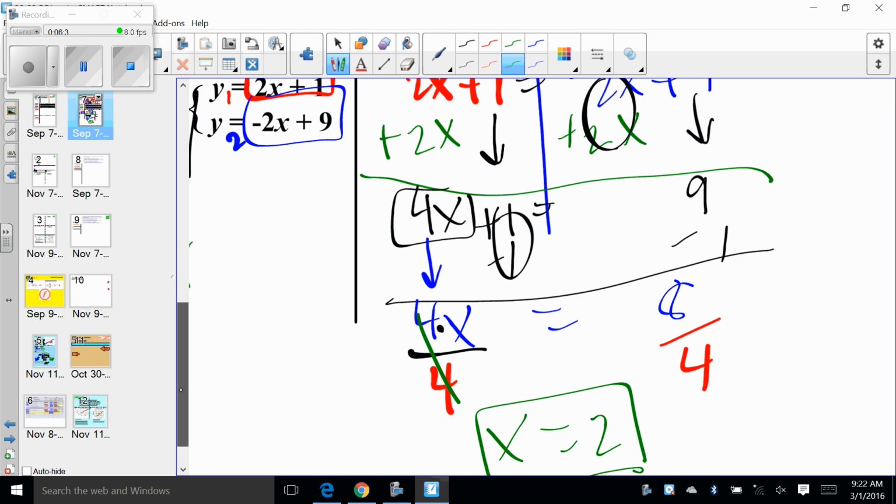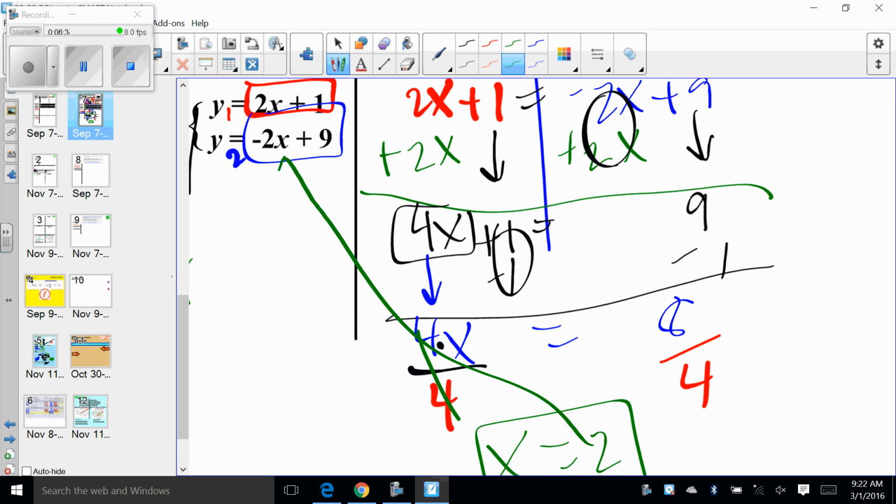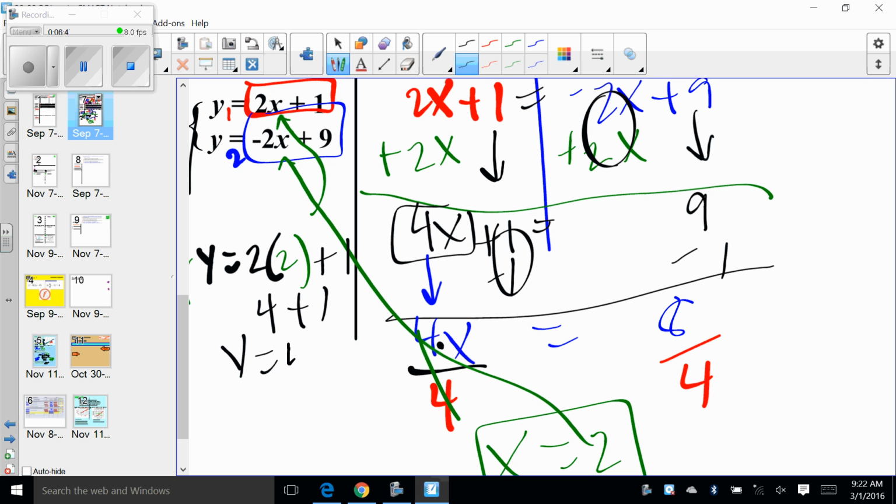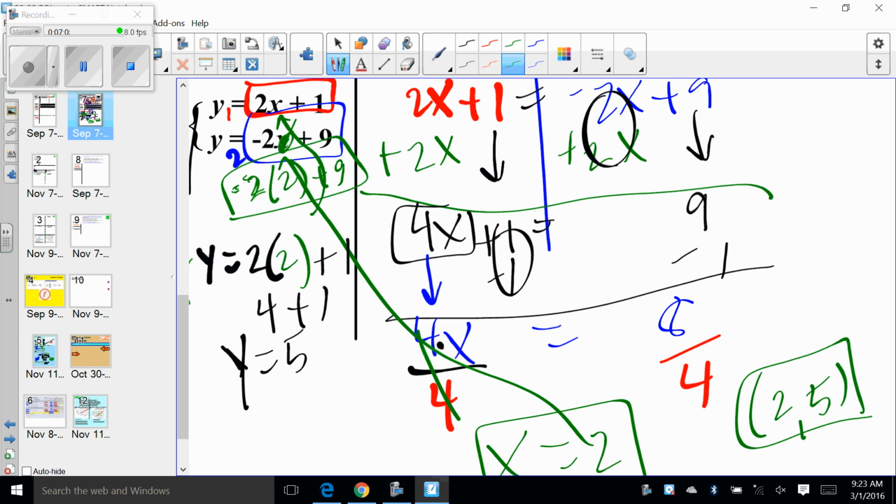To get the y value then, we're going to go ahead and plug in here and here. So we end up getting y equals 2 times 2 plus 1. That's 4 plus 1. The y is equal to 5. Now we can confirm that in the bottom equation, negative 2 times 2 plus 9. Does that equal 5? It does. So my POI, as we've said, is 2, 5. I'm really sorry about my work there. It's just really hard to write with this pen. So 2, 5. We've already confirmed that twice now on the same page.